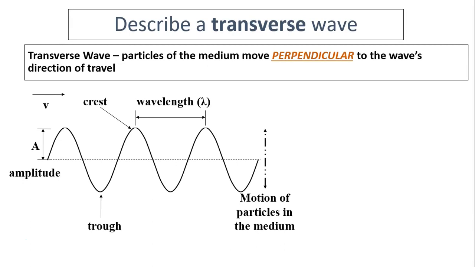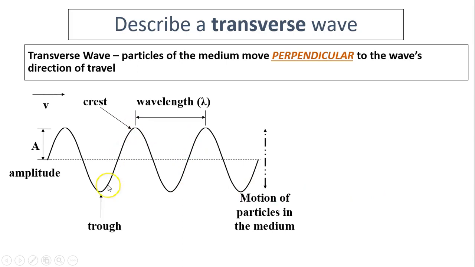Describe a transverse wave. A transverse wave is a wave in which a particle in the medium moves perpendicular to the wave's direction of travel. Here is a transverse wave going to the right, but the medium is moving up and down, so perpendicular to the wave's travel. In this wave, you can see the amplitude is from equilibrium, the middle, to the very top. That represents amplitude.